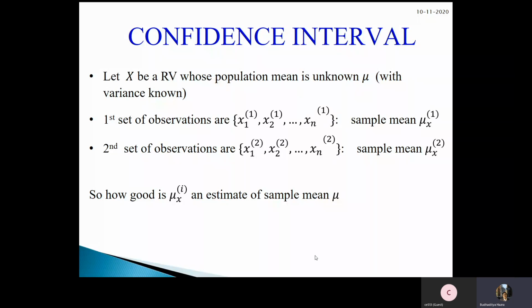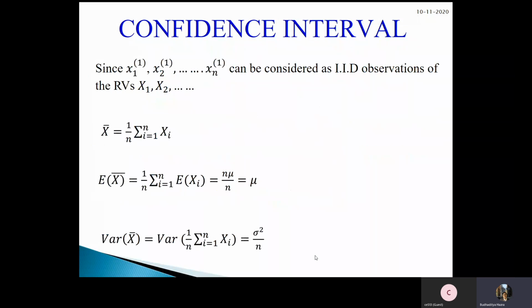So what are you going to see? You are going to see 50 different sets of values of mu. So it means what? Because of this effect of random sampling, your mean is also a random variable. So in that case, x1, x2, and so on can be considered as IID observations of the random variables x1, x2. This is the trick, the IID trick. It is called independent and identically distributed.